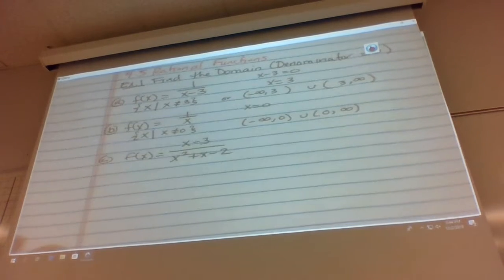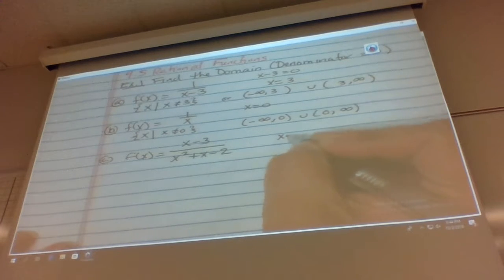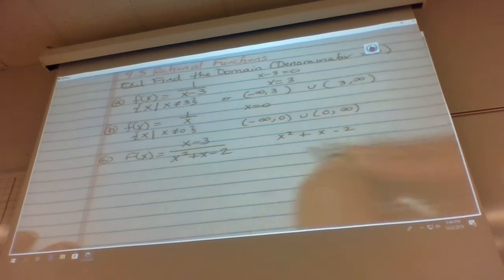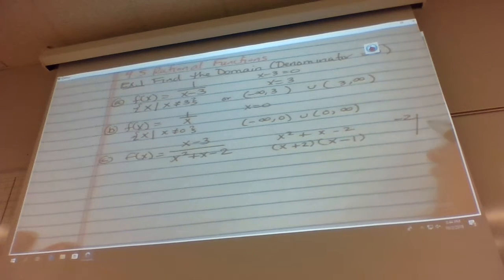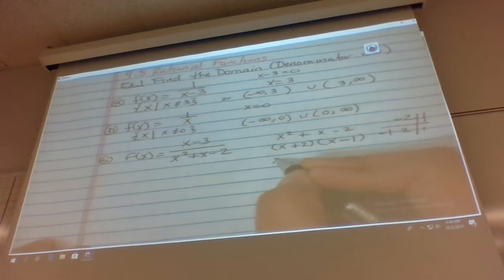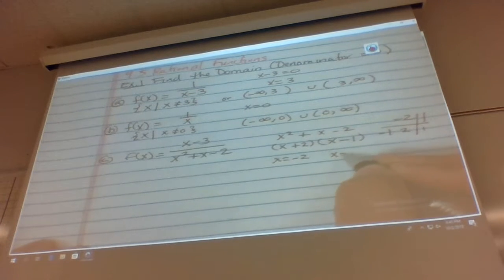What two numbers multiply to a negative 2 but add up to a 1? Who's positive, who's negative? The 2 is negative and the 1 is positive. So my zeros here are negative 2 and positive 1. So when I do my domain, x such that x is not equal to negative 2, and x is not equal to 1.